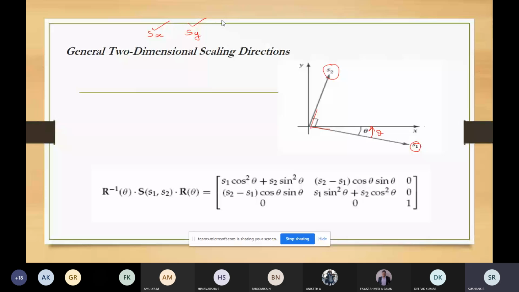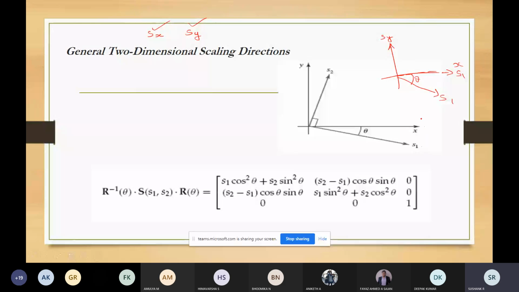So in our example, to perform the scaling, the first thing is I am rotating the object by an angle theta, such that s1 coincides with the x-axis and s2 coincides with the y-axis. The image is like this. So I'm rotating it by an angle theta such that s1 will come along the x-axis and s2 will come along the y-axis.